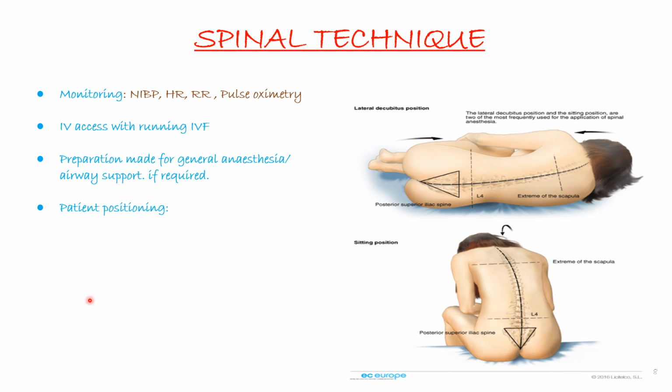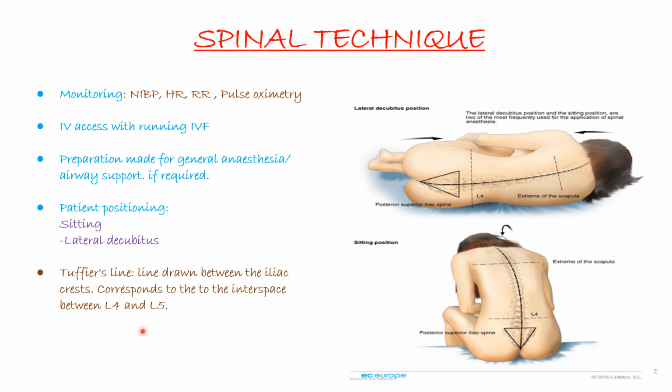So next is patient positioning. You can either position the patient in a sitting position or lateral decubitus position. Next, you identify the Tuffier's line, a line drawn between the iliac crests. That line roughly corresponds to L4 and L5. And this is important because we have said that an adult spinal cord usually ends at L1. So spinal anesthesia can be performed either at the L3, L4 or L4, L5 interspace.